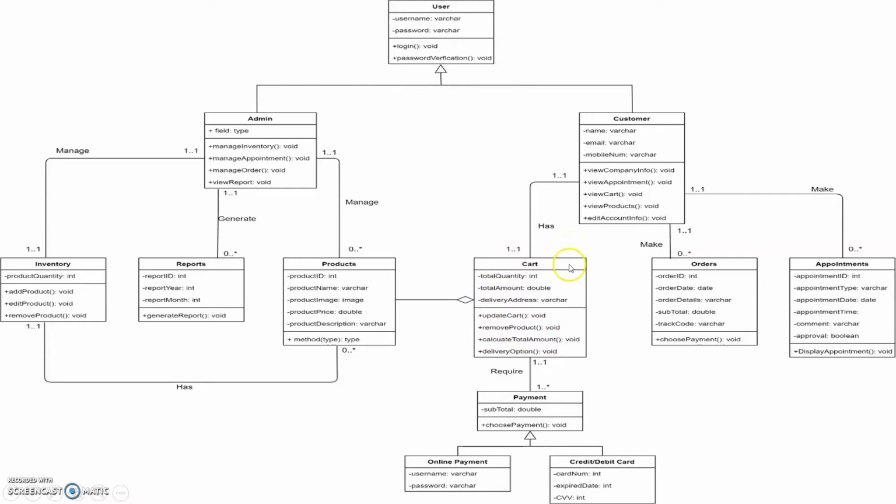Next up, we also have the simple association between the cart and the payment class. Below here, we can see that there's also inheritance for the online payment class and the credit debit card class. They inherit from their parent, which is the payment. So this is the class diagram.